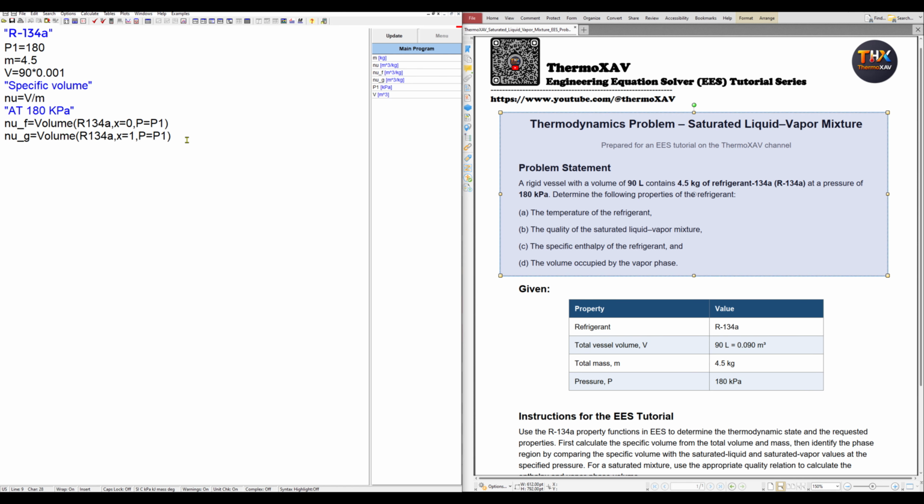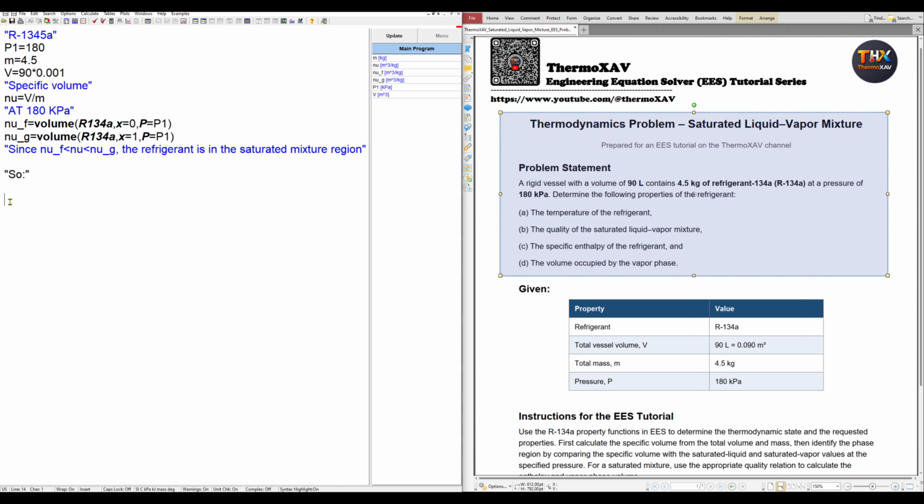Okay, so since this nu that we calculated here is between nu f and nu g, we can conclude that the refrigerant is in the saturated mixture region. So I can write this as a note here. Because we are in the saturated mixture, we can simply calculate the temperature T1 for this refrigerant, which is the saturated temperature.